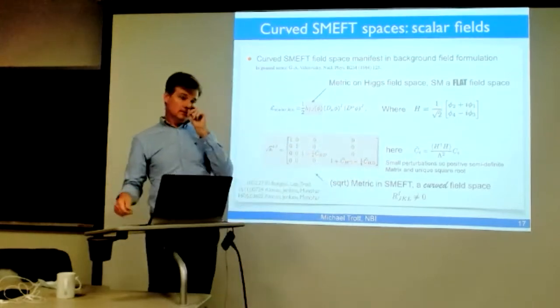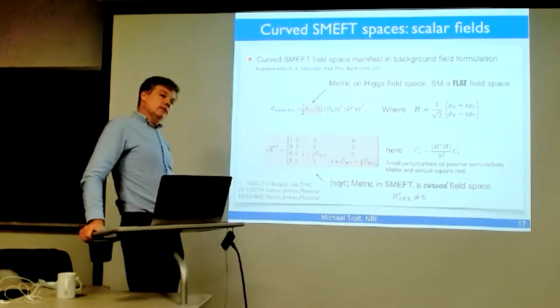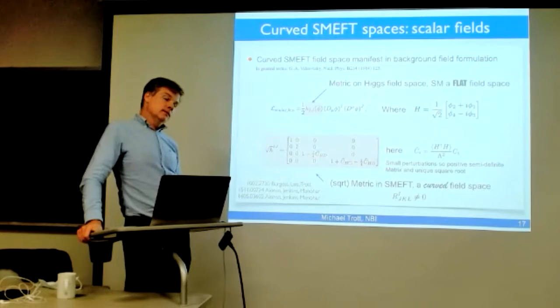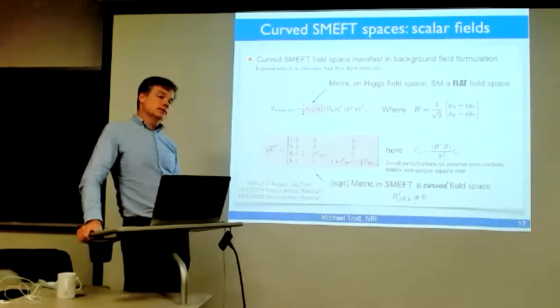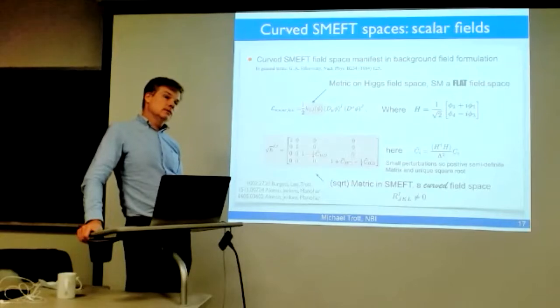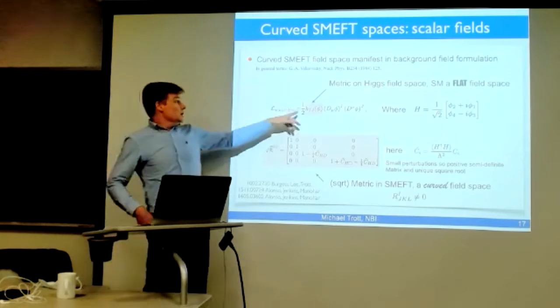Well, my worry wasn't so much whether the square root was unique, but that if you're defining a field space, in general relativity, for instance, you have the freedom of a local Lorentz transformation on that. And is there anything like that here?